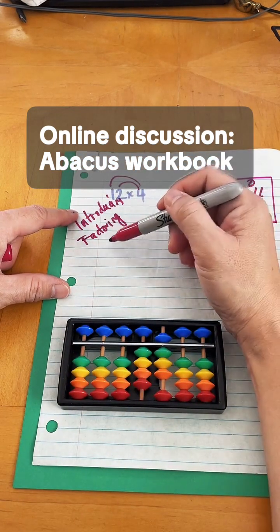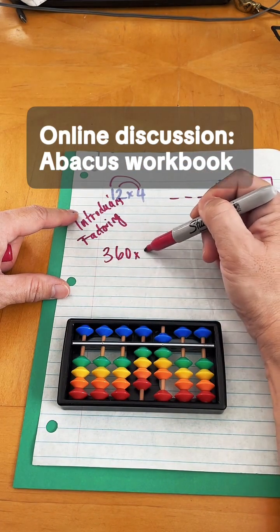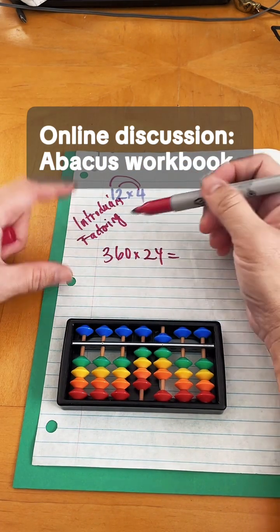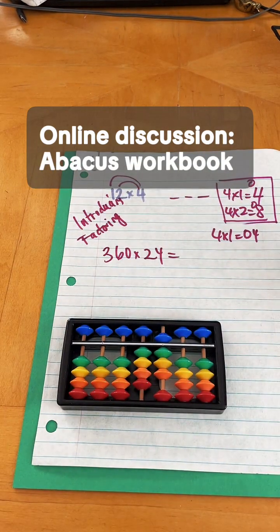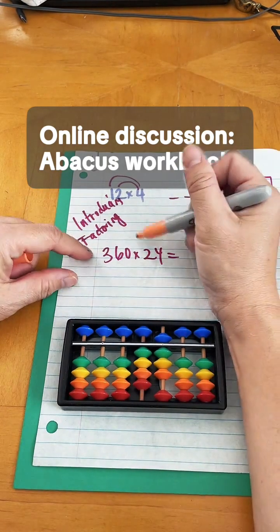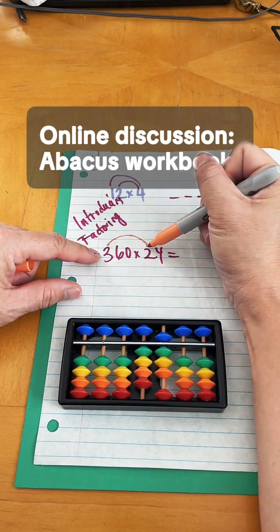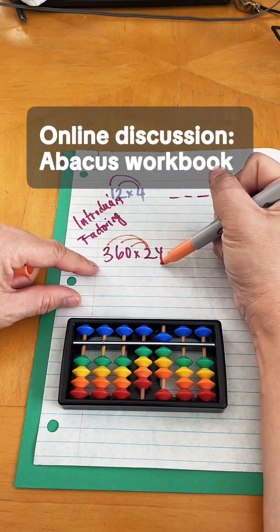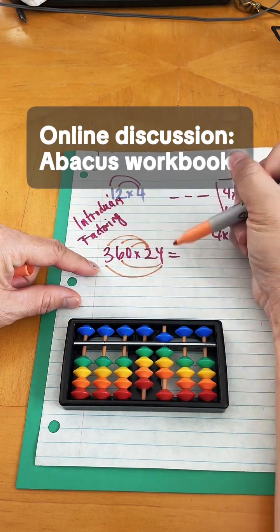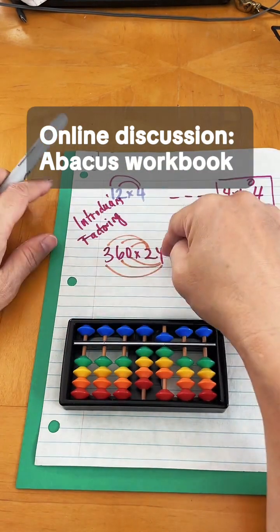So even when we do big numbers, like 360 times 24, it's the same concept. We still do the distributive property. We do it multiple times. We do 2 times 3, 2 times 6, 2 times 0. And then we do 4 times 3, 4 times 6, and 4 times 0. We still do that. So how do we do it?